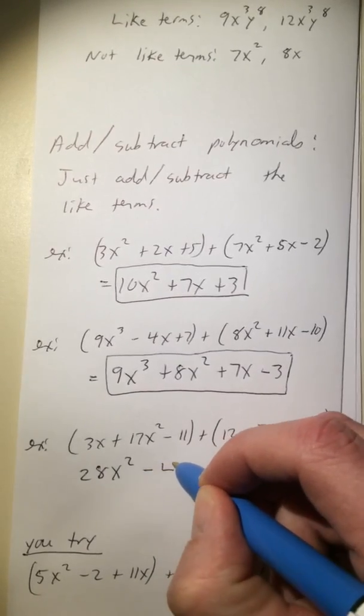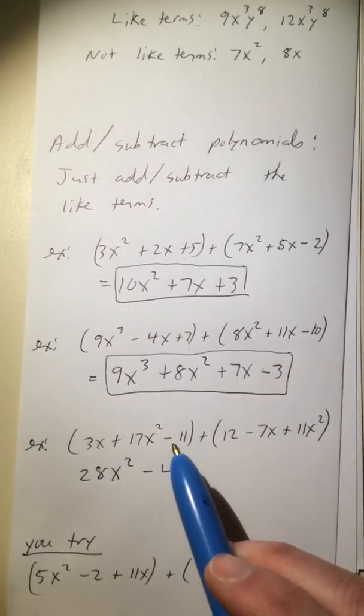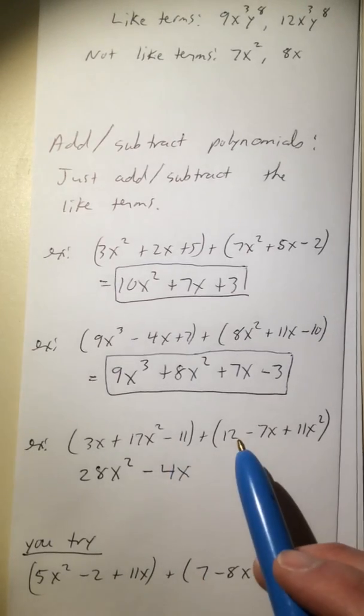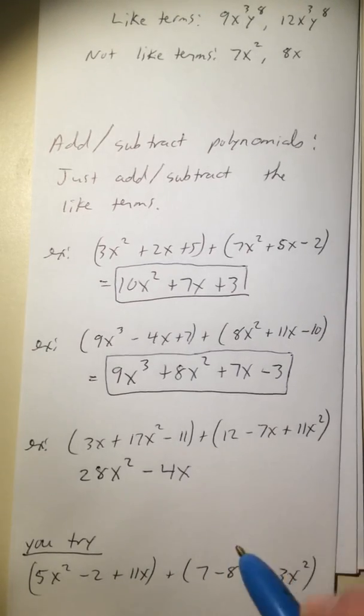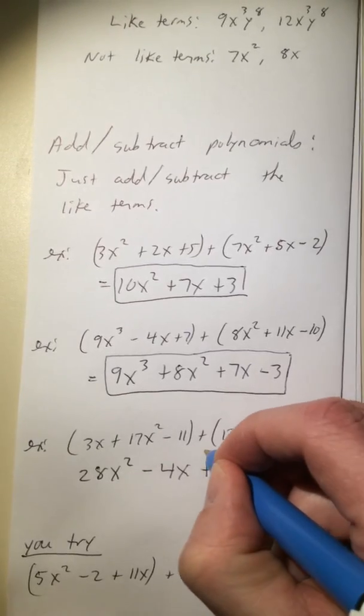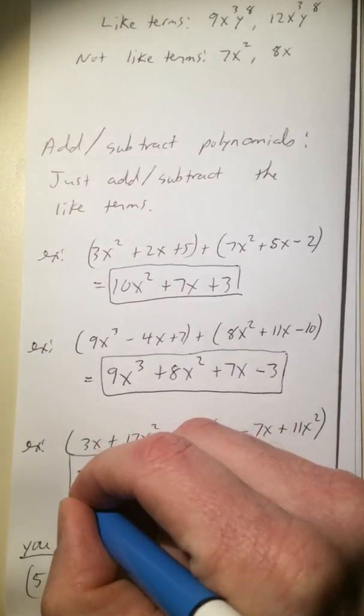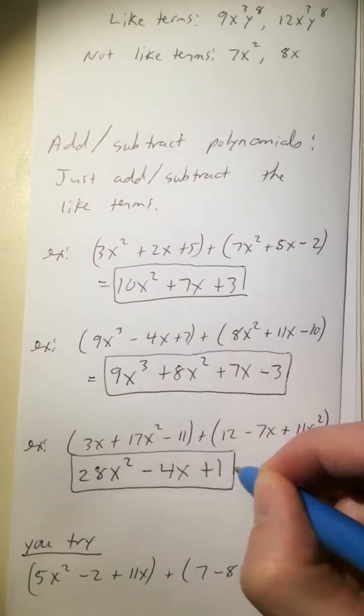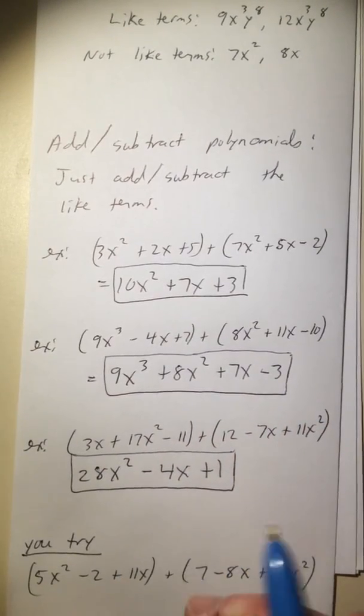So we get negative 4x. And here we have negative 11 and positive 12. Negative 11 plus 12 is plus 1. So we, again, are just making sure that we go systematically in order so we don't get lost. And we went from highest power down to lowest.